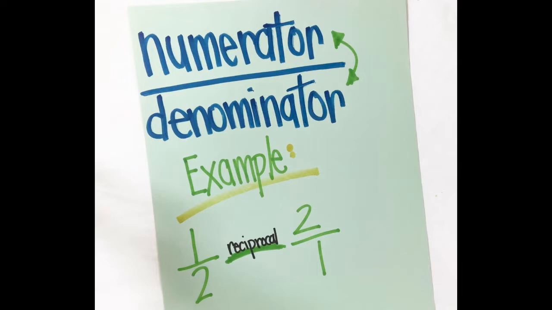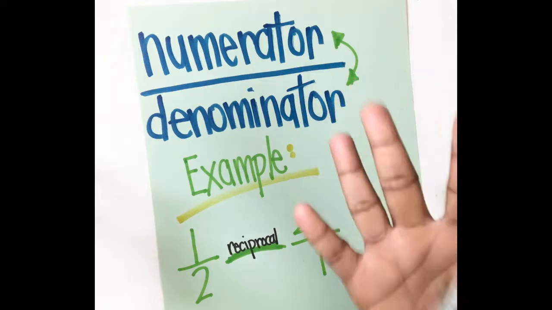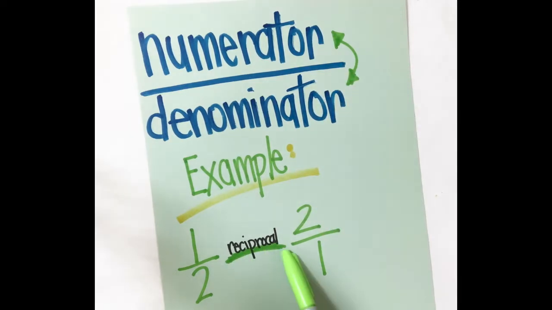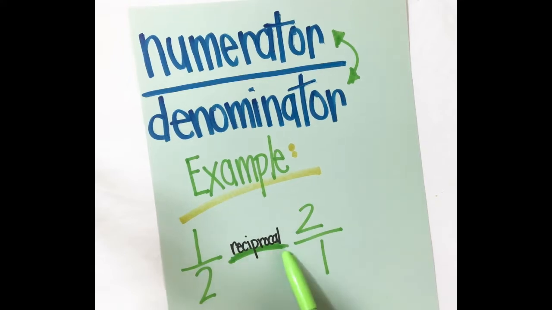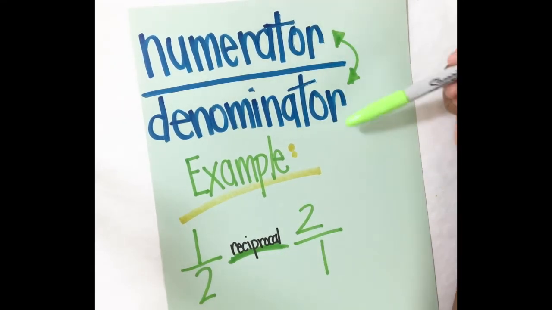Let's review. The math word reciprocal, say it with me. Reciprocal. One more time. Reciprocal. Now you say it, okay? Say it by yourself or to the secret friend in your head. Good. Reciprocal. The math word reciprocal means to flip, to change the numerator with the denominator.